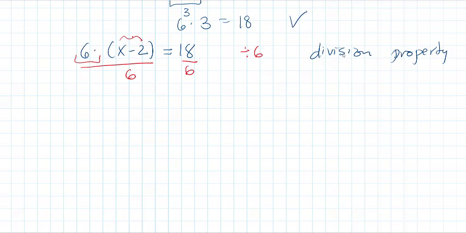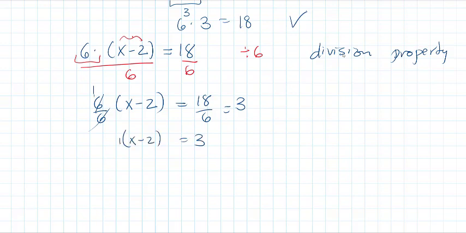Okay, so what do we get here? We get 6 divided by 6 times, in parentheses, x minus 2 equals 18 sixths. 18 sixths is just 3, and 6 sixths is 1, right? So now we have 1 times (x minus 2) equals 3. Let's open these parentheses because the coefficient is 1. We just have x minus 2 equals 3.